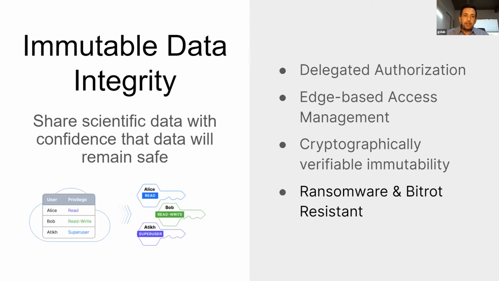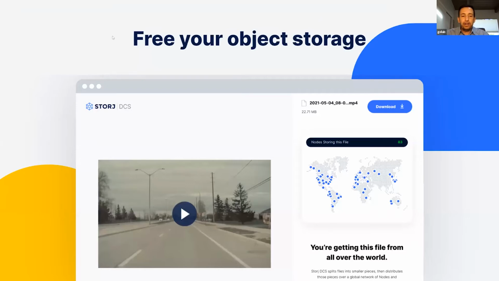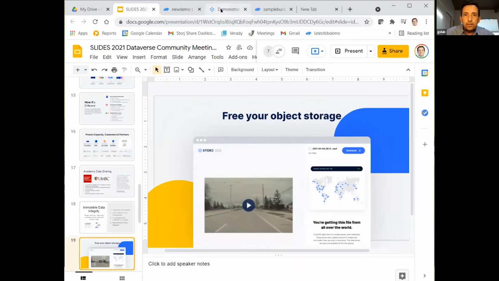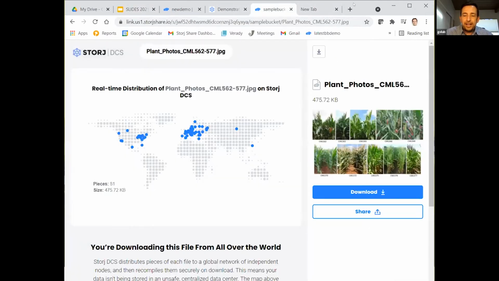So I'm going to see if I can get this to work right now. I'm going to show you a quick demo, and I know Jesus is also going to be doing this as well. A picture is worth 1,000 words. So, hold on just a moment here. So here I have a file. It happens to be from CIMMYT that I got off of the Dataverse, which is pictures of maize ears, and you can see that it's globally distributed around.